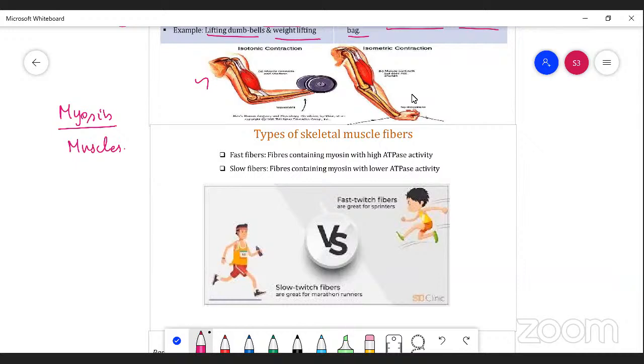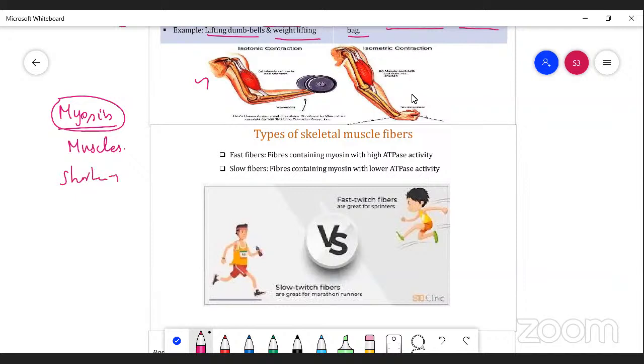So based on the myosin, the skeletal muscle fibers are classified into different types. Based on the myosin protein, the types of muscle fibers arise. See, muscle fibers are classified on the basis of the rate of shortening.